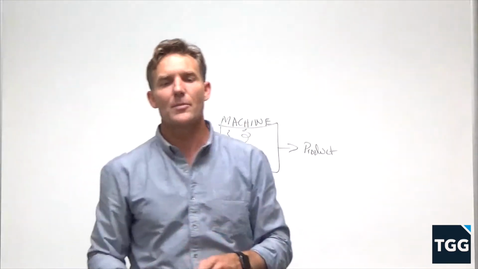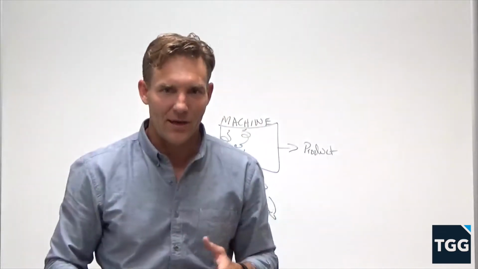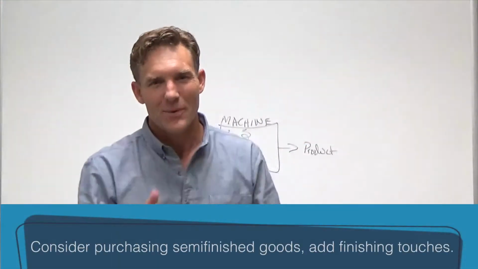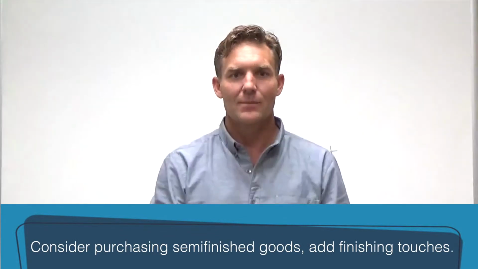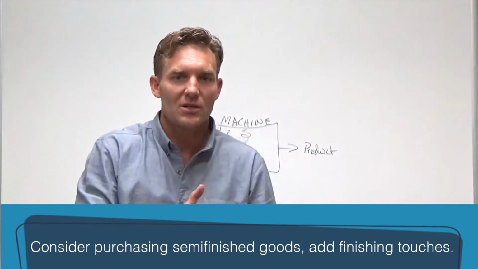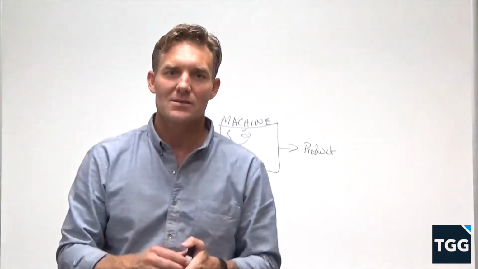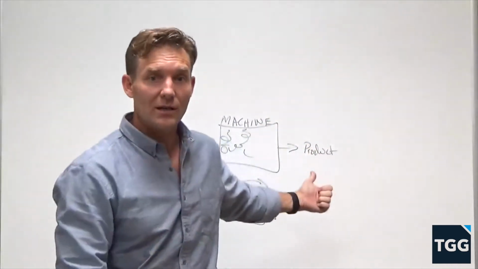In addition, a lot of people think that they're the only one who can manufacture this. I'm not talking about necessarily sending things to China or India or anywhere else, but consider purchasing semi-finished goods and just adding the finishing touches. Add the most important things in the manufacturing process. Maybe it's not so important for you to go end to end, and you might be able to cut down on your labor costs, your space costs, your machine costs, and overall cut your cost of goods sold down.